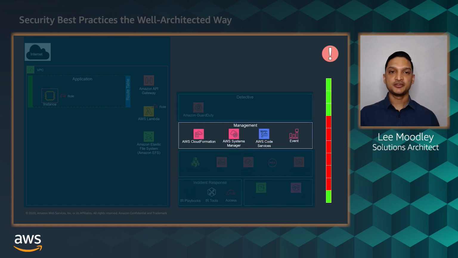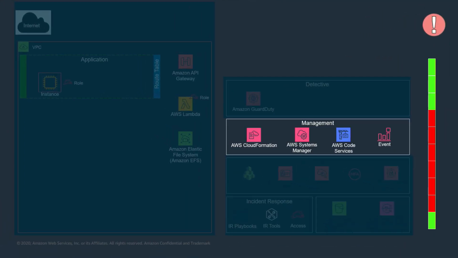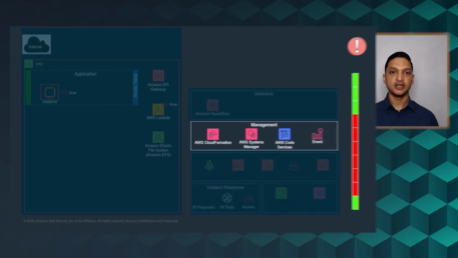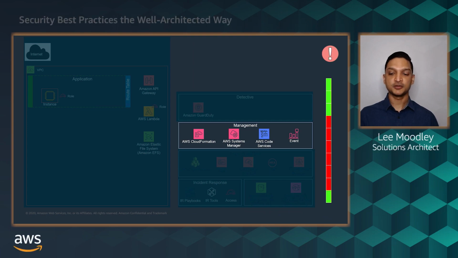At the same point in time, I've chosen to enable some management tools that will help me better manage my environment. CloudFormation for infrastructure as code, Systems Manager to provide SSH functionality, as well as code services to store my code for infrastructure as code, and CloudWatch Events to set up notifications within my account of items that I would like to be notified about.